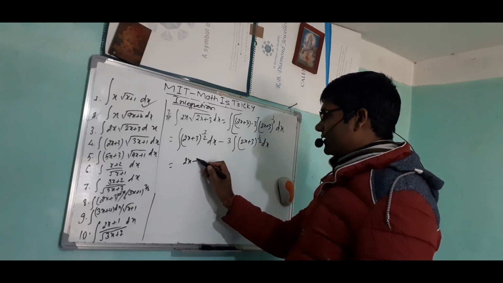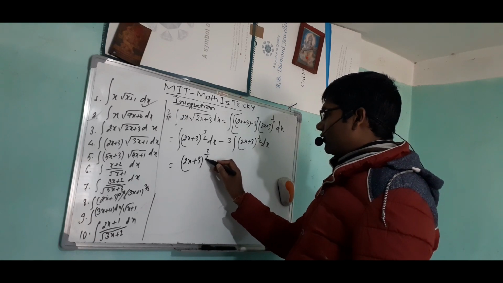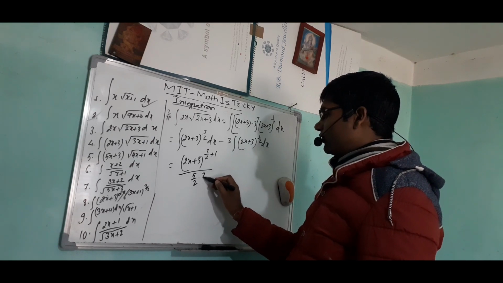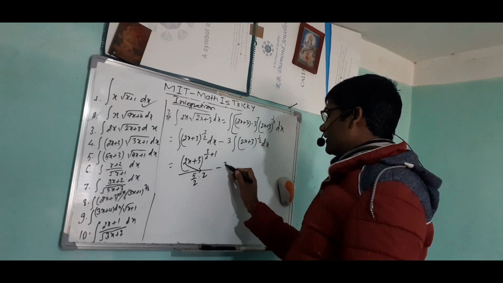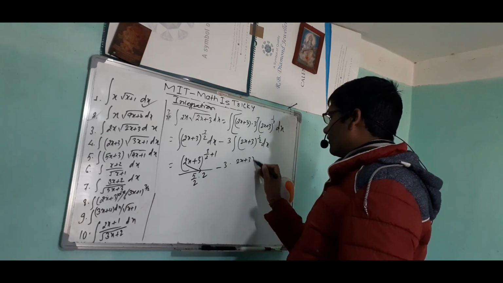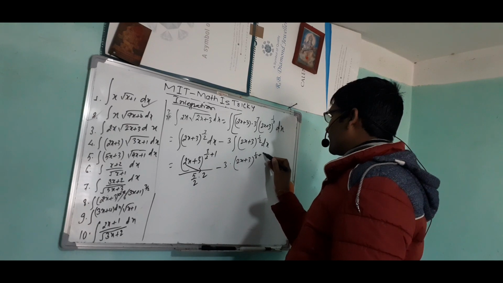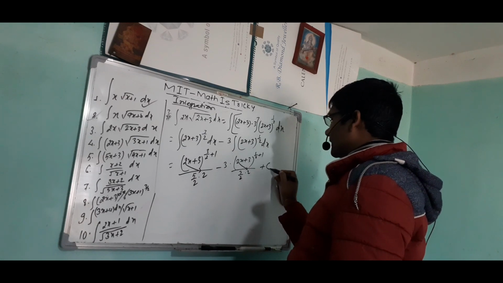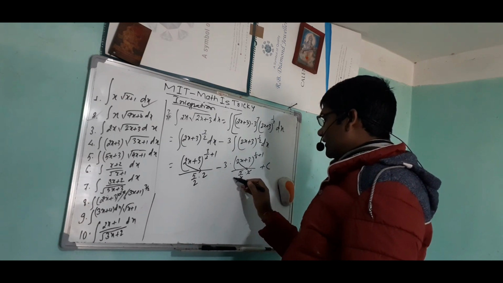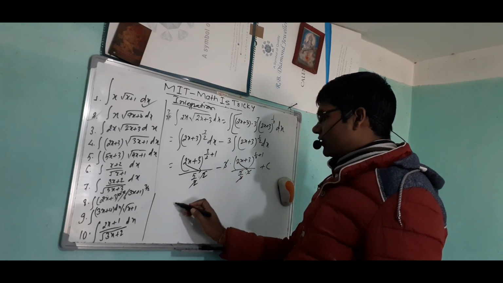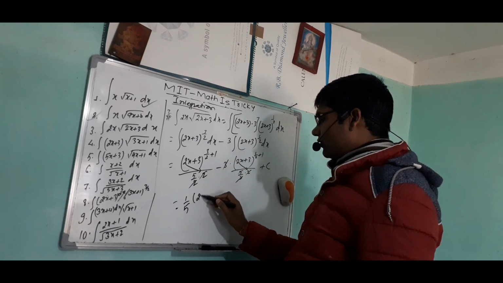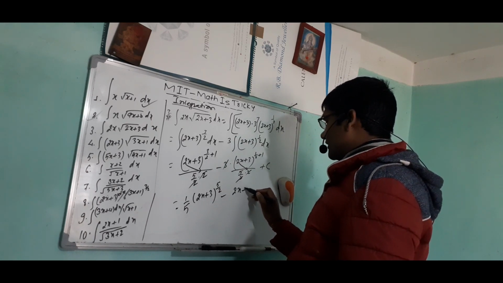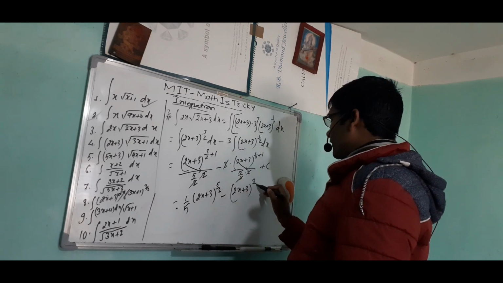So the integration of this is simply 2x plus 3 whole power 3 by 2 plus 1, and 3 by 2 plus 1 is 5 by 2, into 2 because of this 2, remember, minus 3, and then 2x plus 3 whole power 1 by 2 plus 1, 3 by 2, 3 by 2 into 2, this 2 comes, plus c. So 2 and 2 cancel, 3 and 3 cancel, so the answer is 1 by 5, 2x plus 3 power 5 by 2, minus 2x plus 3 whole power 3 by 2, plus c.